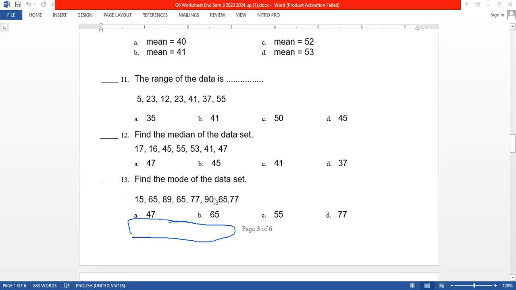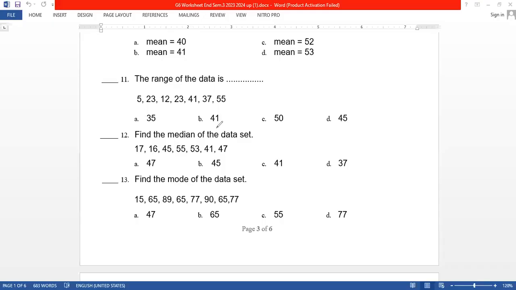Question 13, find the mode. Mode is the most repeated number. If you want to find the mode, we have to see which numbers are repeated. Sometimes we don't have any number which is repeated, so we can directly say that.